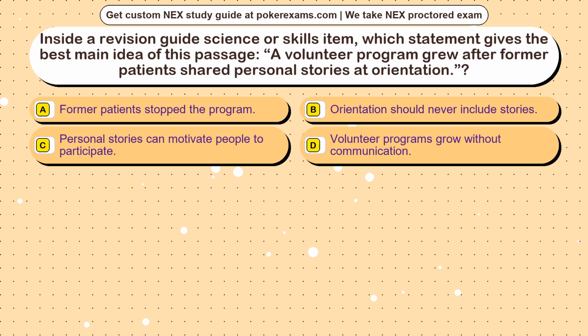Question 24. Inside a revision guide science or skills item, which statement gives the best main idea of this passage? A volunteer program grew after former patients shared personal stories at orientation. Option A, former patients stopped the program. Option B, orientation should never include stories. Option C, personal stories can motivate people to participate. Option D, volunteer programs grow without communication.